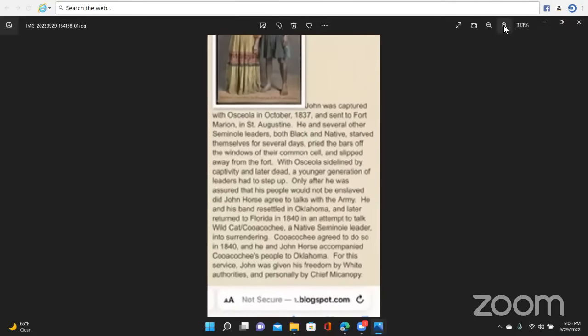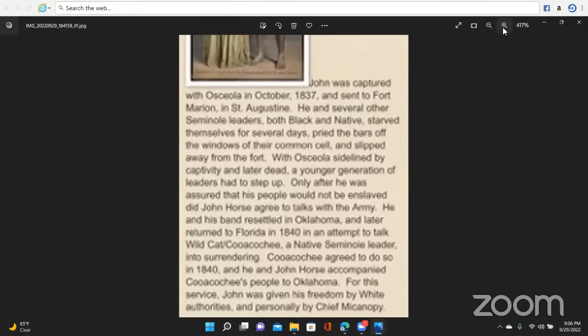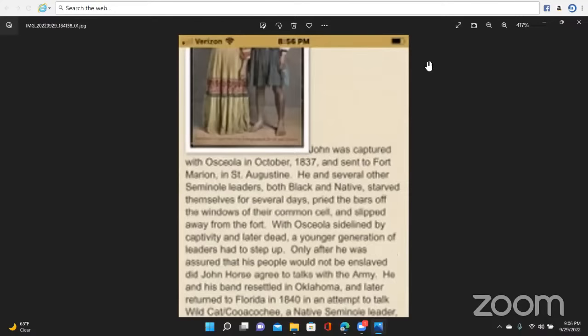What it said about the last sentence. It says Chief McCanopy. Can't see that last word. Okay, you see their legs right there? That's the picture from the one before. So these two pictures are out of order. Okay, but this right here.